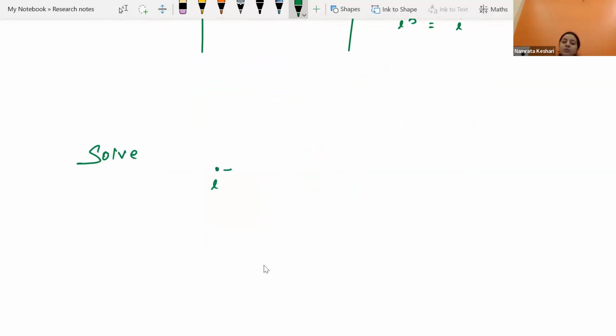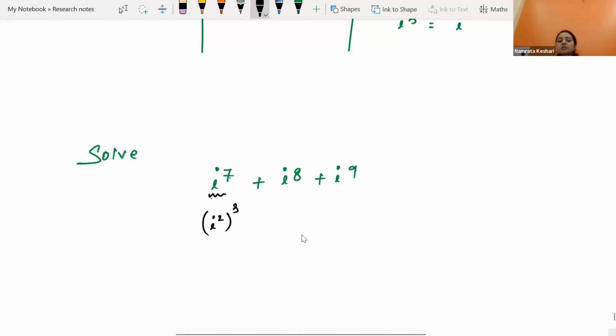I to the power 7 plus I to the power 8 plus I to the power 9. We have to solve it and check what the final answer is. Let's try doing it. I just said we will always at first try keeping it in terms of I squared. So as much as possible, I to the power 7, can we write it as I squares whole cube? Maximum, this is what is possible. And then one extra I.